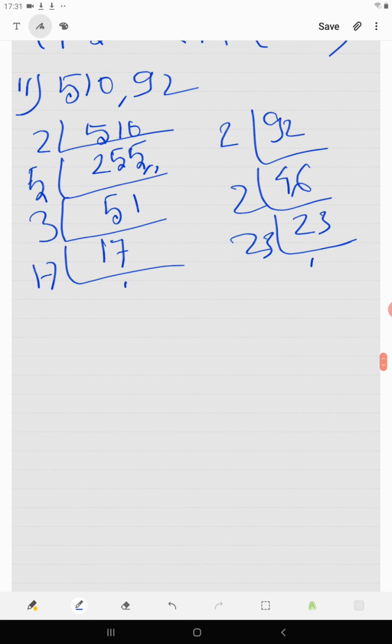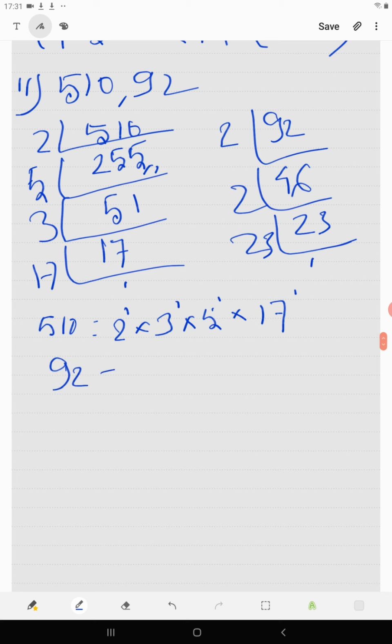Okay, so it can be written as 510 equals 2 into 3 into 5 into 17. So all have a power of 1. Then 92 can be written as 2 square, since there are two 2s, so 2 square into 23.